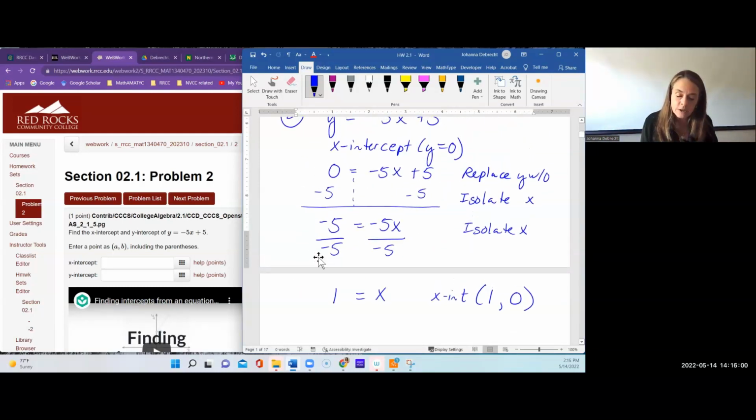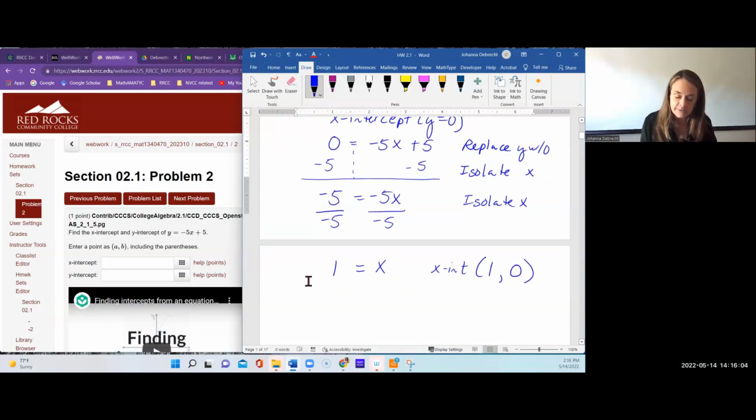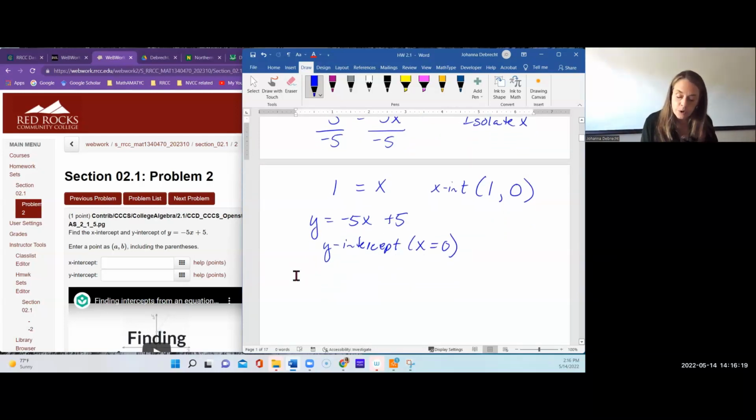Now we want to find the y-intercept. To find the y-intercept, we go back to our equation, y equals negative 5x plus 5. This time we're looking for the y-intercept. And when we're looking for the y-intercept, again, the opposite team got the ball, which means x is 0. So we're going to replace x with 0. This gives me y equals negative 5 times 0 plus 5.